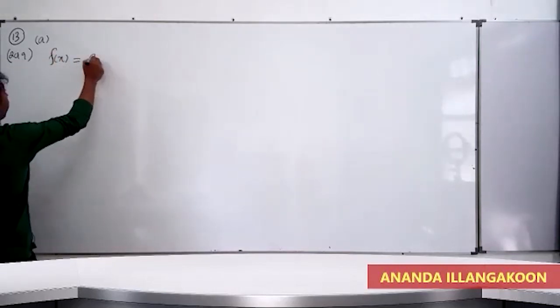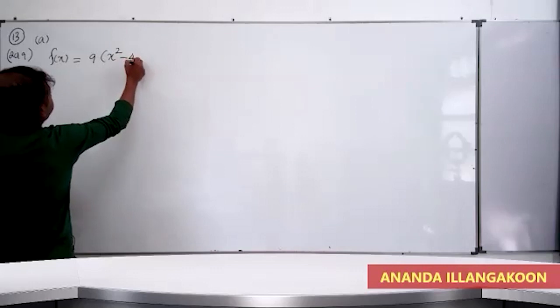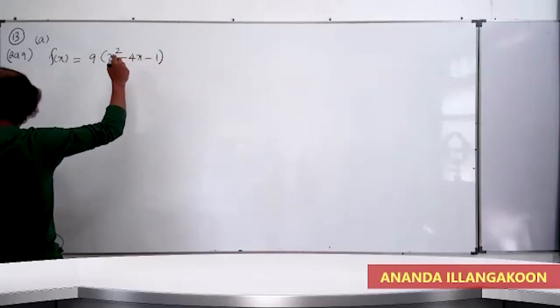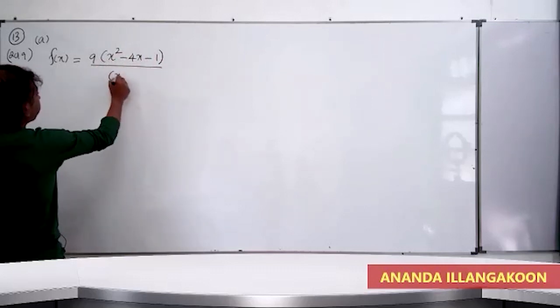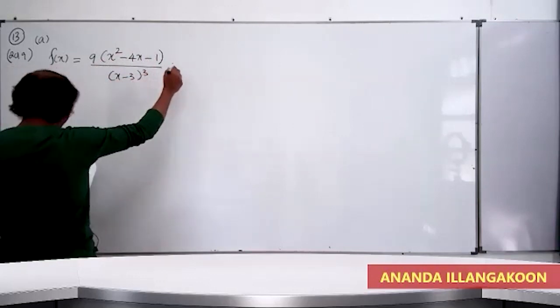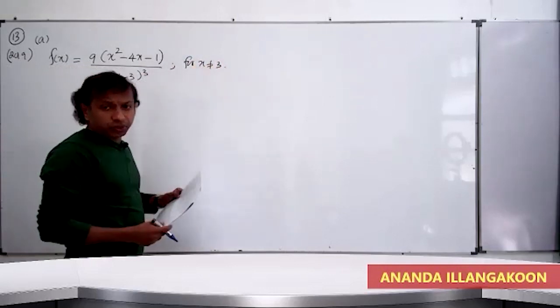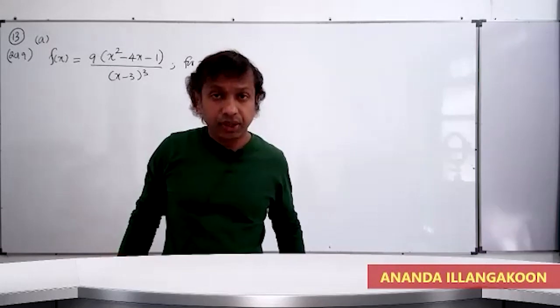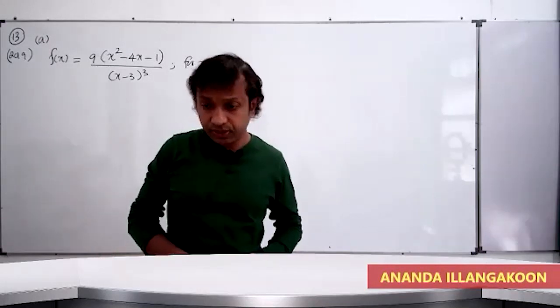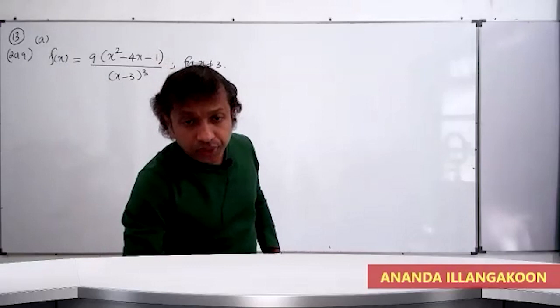f(x) is given as 9 times (x squared minus 4x minus 1) divided by (x minus 3) to the power 3, for x not equal to 3. For x not equal to 3. Right. Show that f dash x, the derivative of f(x), is given by this. You have to differentiate this. Right. Differentiate this and take the first answer. I'll give like 2-3 minutes.